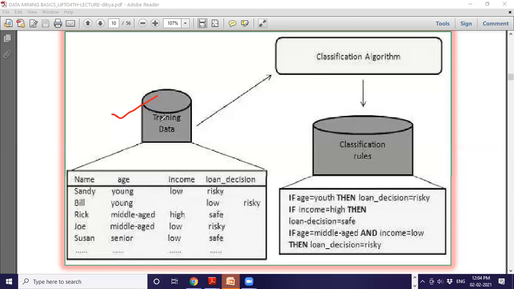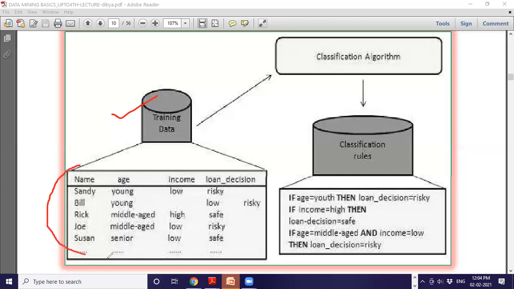If the age is low, then the loan is not safe. And if the age is middle-aged and the income is low, then we can consider it risky. And if the age is old and the income is high, or if the age is middle-aged and the income is high, then it is safe to give a loan. Very good. So what you have observed is from this table, right?